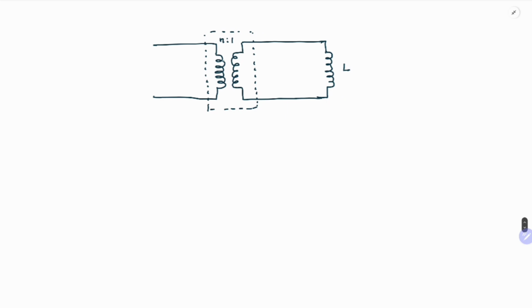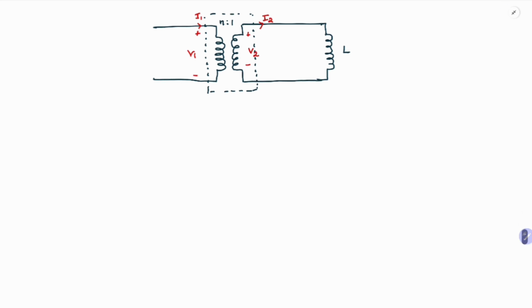So for a transformer, what is the thing going to be? So if this is V1, if it is I1, if this is V2 and this is I2. The direction of the positive current itself will be how these windings are wound with each other. So for now I'm just taking this, anyway it doesn't matter. So for n is to 1 turns ratio, V1 by V2 is equal to n, right? So if V1 is n here, V2 will be 1.